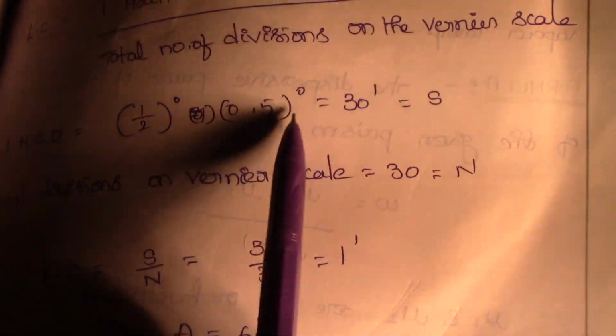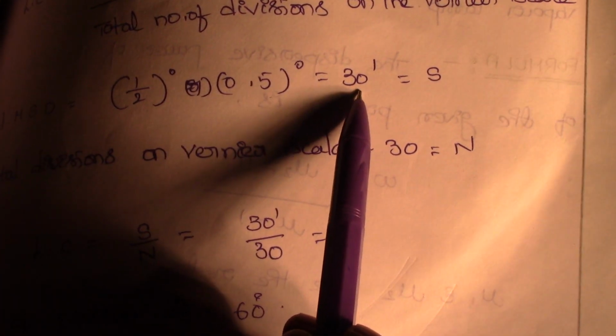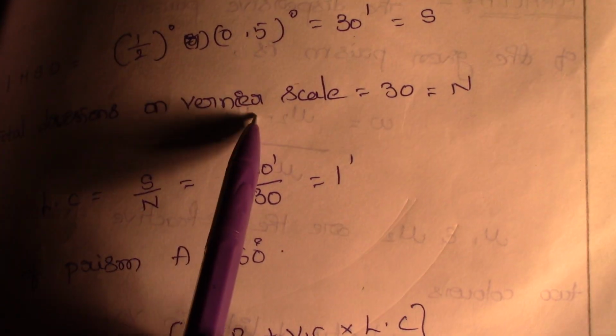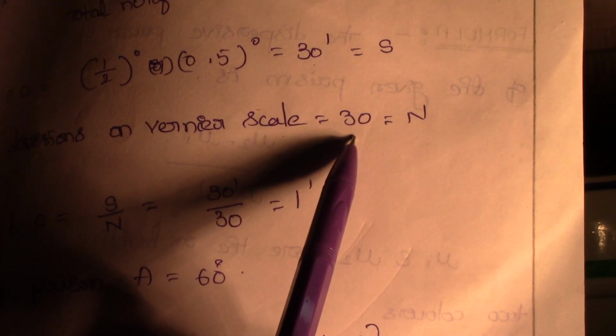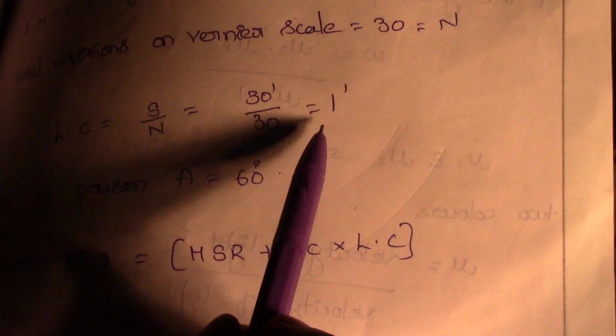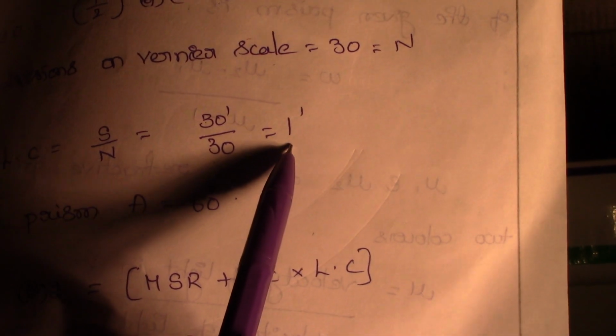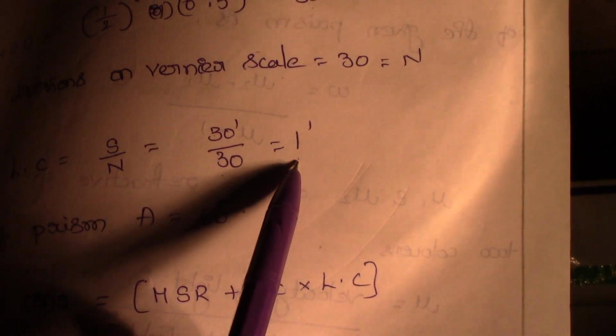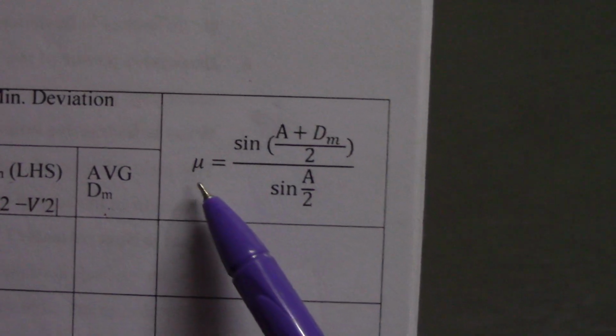So we know one division on the main scale is 0.5 degree, that means 30 minutes. The total number of divisions on the vernier scale is equal to 30. So now least count is equal to 30 minutes by 30. This is equal to 1 minute. So the least count of the spectrometer is 1 minute.